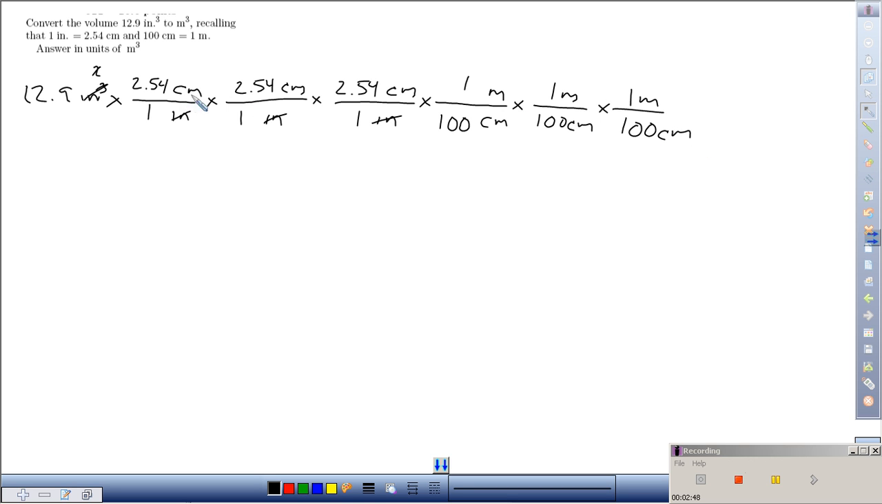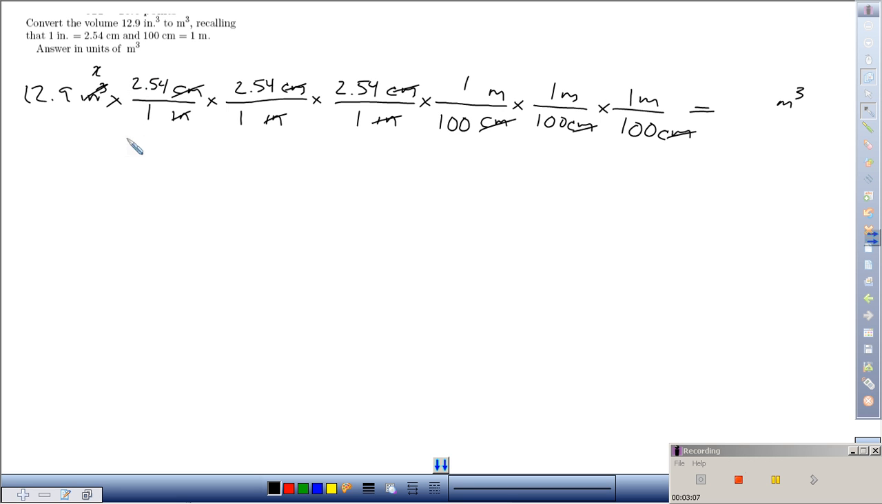Now if I look at my units, I've got centimeters, centimeters, centimeters up top, and centimeters, centimeters, centimeters on the bottom. So now all 3 of these will cancel with all 3 of these. And I'll be left with meters times meters times meters. It's going to give me meters cubed, and that's the units that I'm looking for. So my answer will be 12.9 times 2.54 times 2.54 times 2.54 divided by 100, divided by 100, divided by 100, and that will give me my answer.